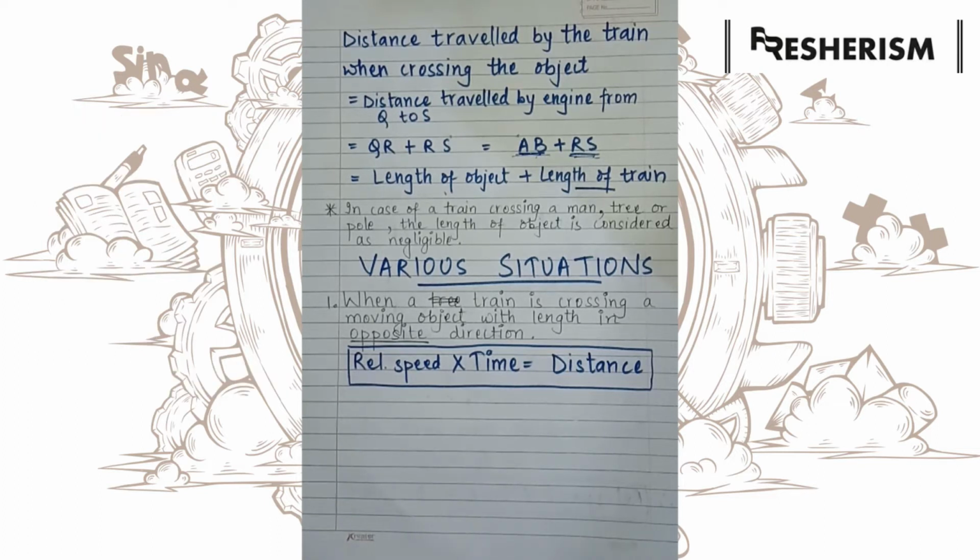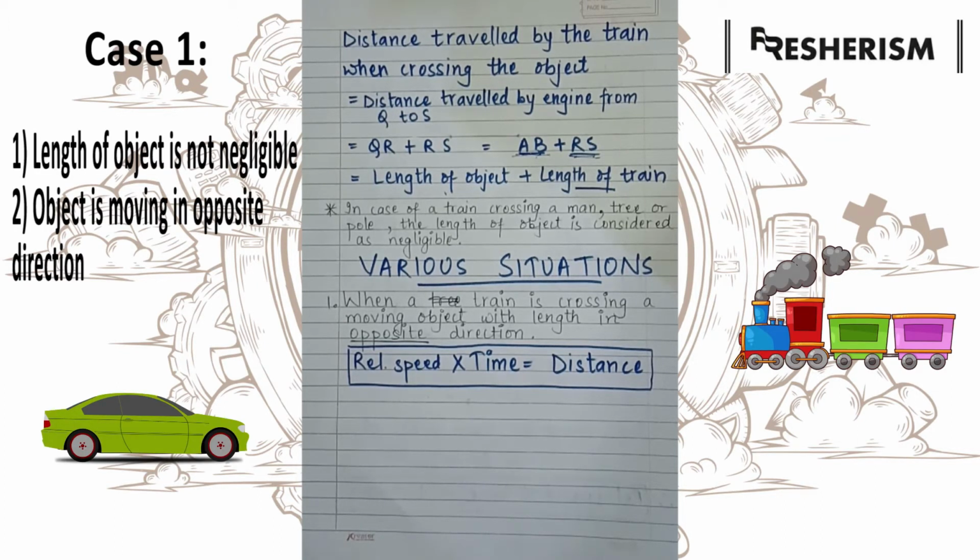Now let us go through some situations which are mostly asked in questions. First one is, when a train is crossing a moving object with length in opposite direction. This means that the object is moving and it has some length. Its length is not negligible. And the object is moving in the opposite direction to the train.